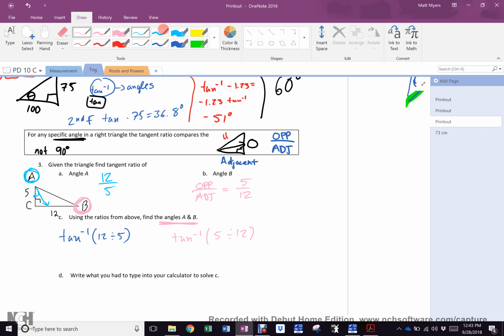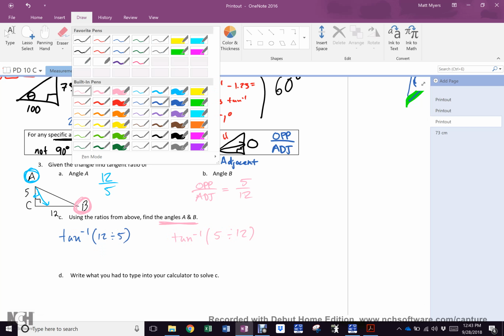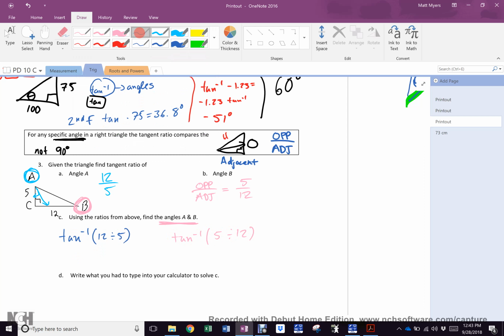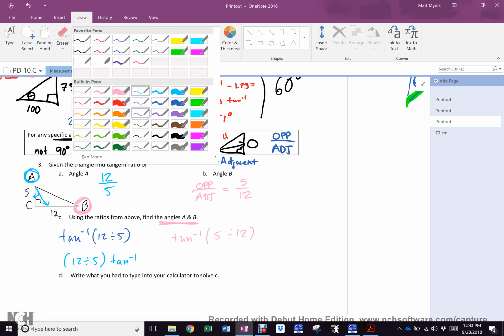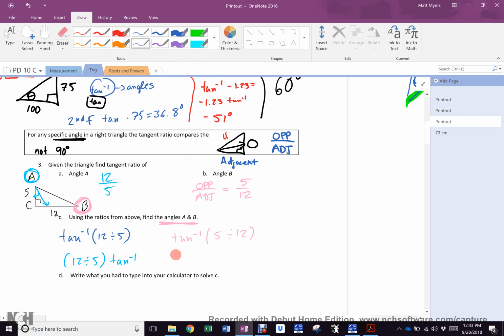What if I have a backwards calculator? Which I'll do in dark blue, or light blue. What do you think I push? Bracket, 12 divided by 5, close brackets, shift tan. What do I do in pink? Which I'm going to do in purple, because pink is related to purple in my mind. What would I type? Bracket, 5 divided by 12, close brackets, shift tan.